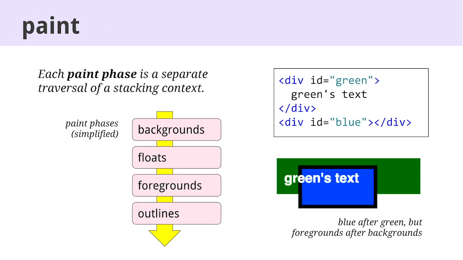It's even possible for an element to be partly in front of and partly behind another element. That's because paint runs in multiple phases, and each paint phase does its own traversal of the subtree under a root that we call the stacking context. So now the blue box paints after the green box within each phase, but the background phase paints all the backgrounds before the foreground phase paints any of the text.